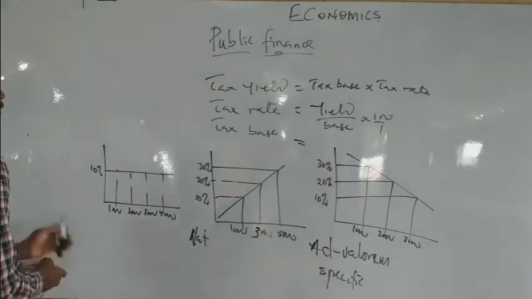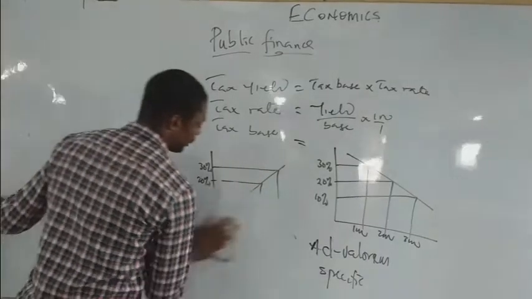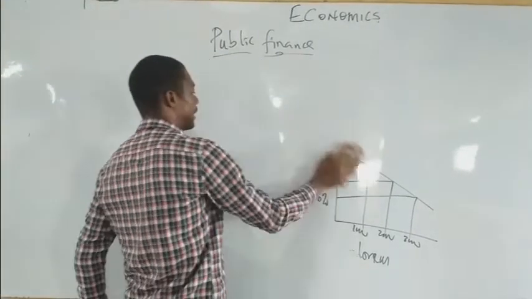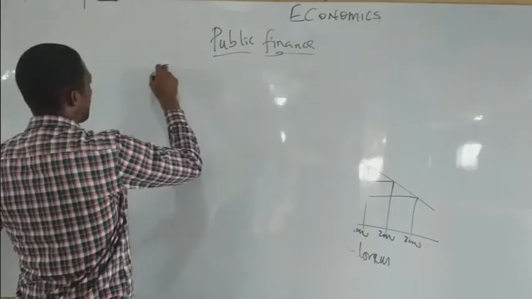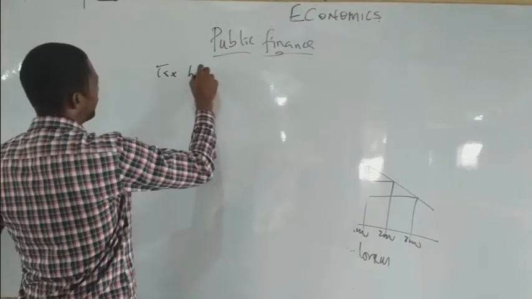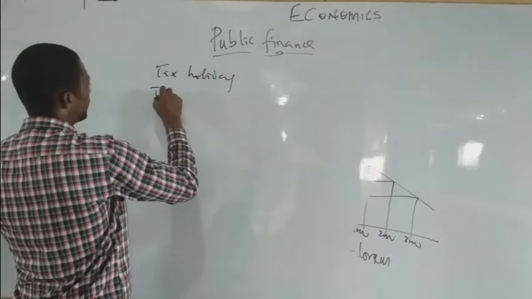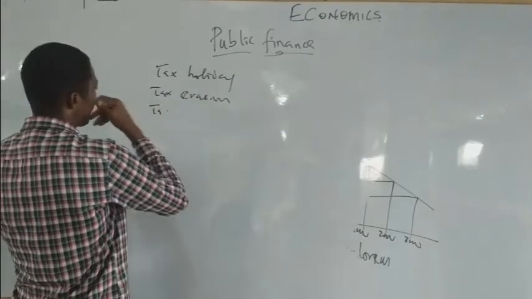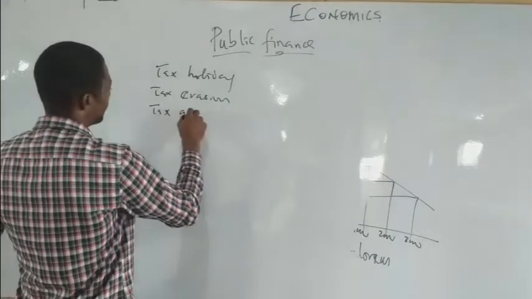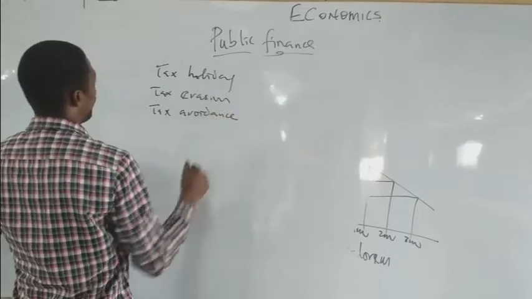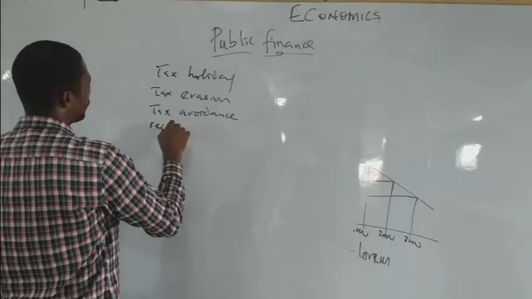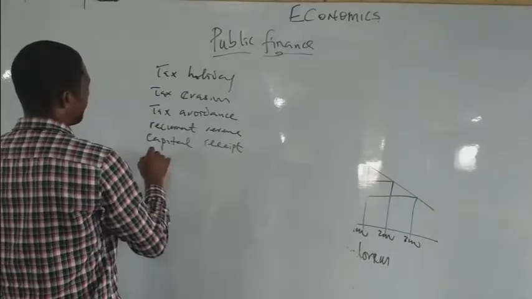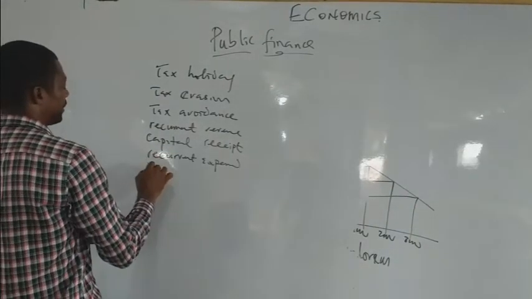Now there are certain terms that you need to also note in this topic. There are certain terms that you need to know in this topic. Terms like tax holiday, tax evasion, tax avoidance. We have recurrent revenue, recurrent capital receipts, recurrent expenditure, debt servicing.